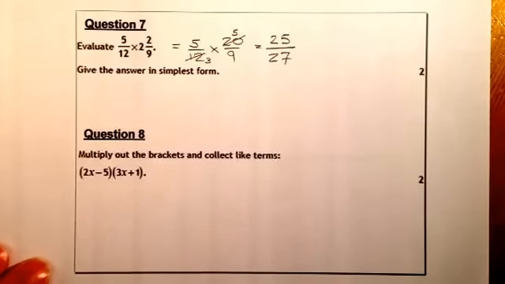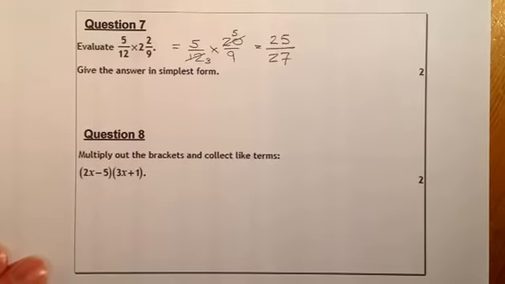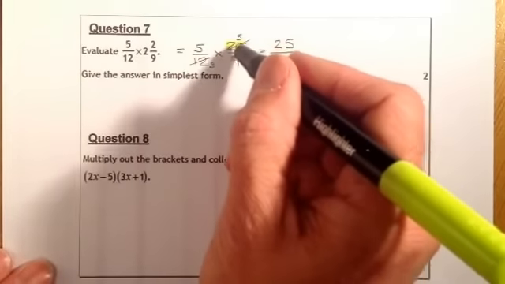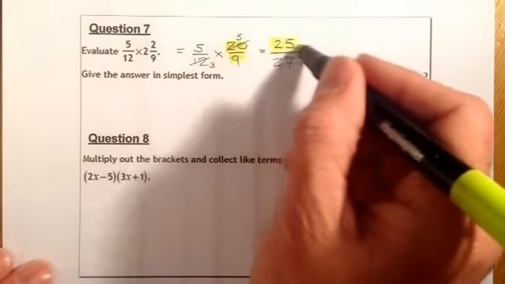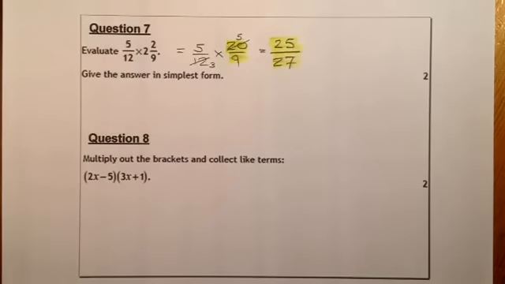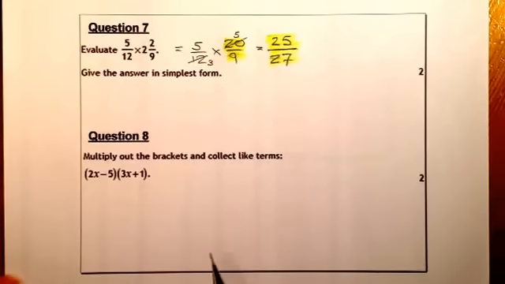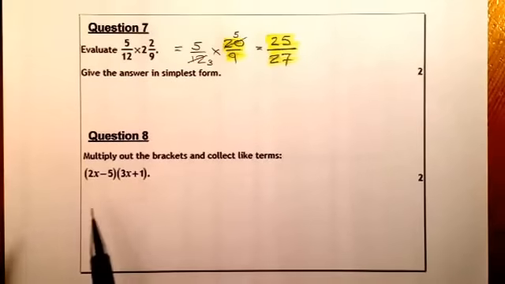Right, so the marks in here, what we're going to get for will be, let's see, it will be for changing this to a mixed number. And finally, multiplying out and simplifying down if you have to simplify it. Okay. Right, question 8. Multiply out the brackets and collect like terms.